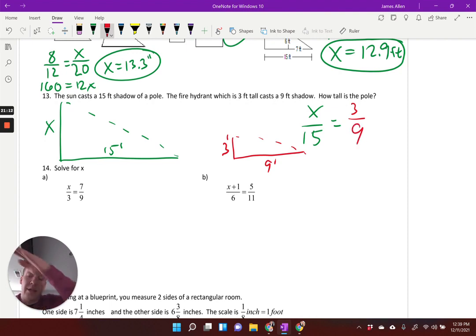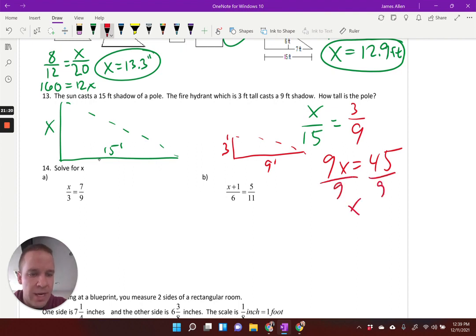This is quite the shadow here. It must be later at night, to get that long shadow. Maybe they're in like Alaska or something. I don't know, man. So I've got 9x equals 45. Divide by 9, and I get x equals, and that's going to be, what, 5? Cool. So whatever that is, probably not a flagpole if it's only 5 feet tall, but 5 feet for that.